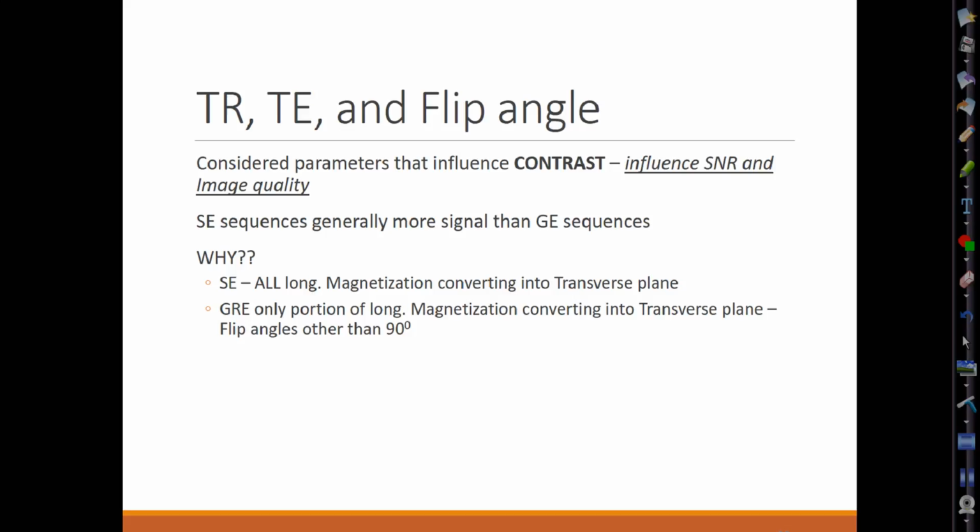All right. Then you have your TR, your TE, and your flip angle. These are considered parameters that influence contrast, because remember, these are things that are really part of our pulse sequence. And our pulse sequence determines what type of weighting we're working with, but it also influences our SNR and image quality.